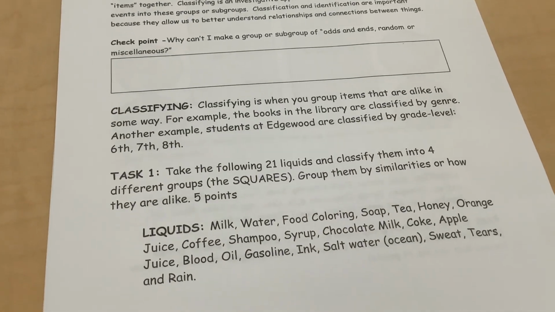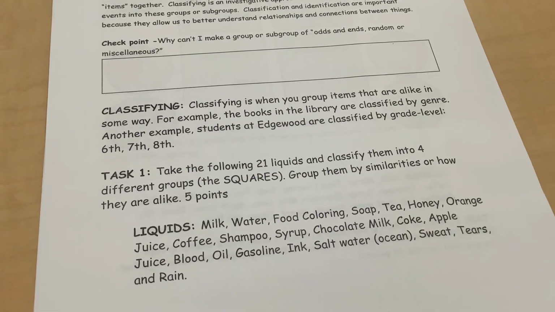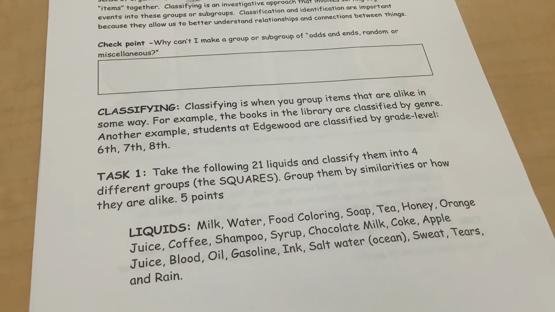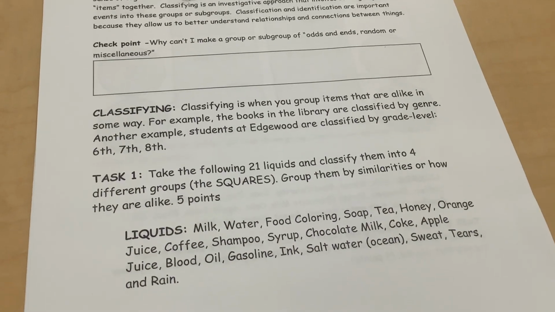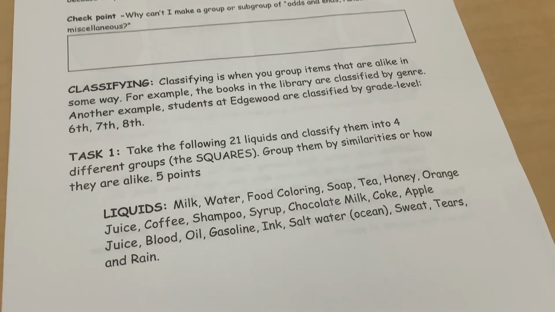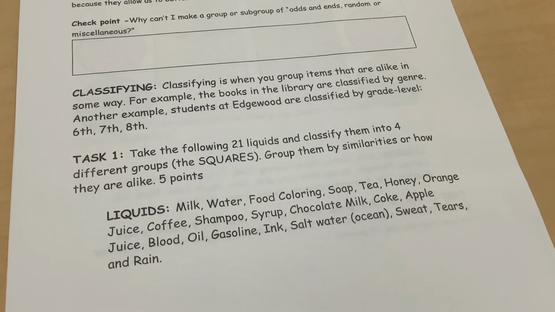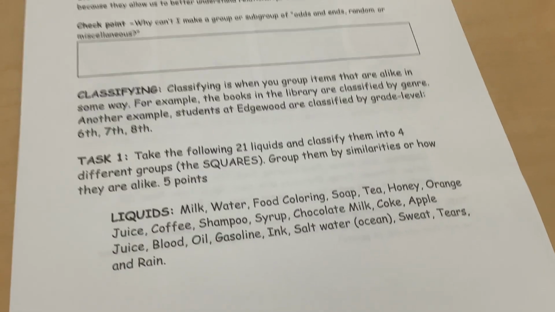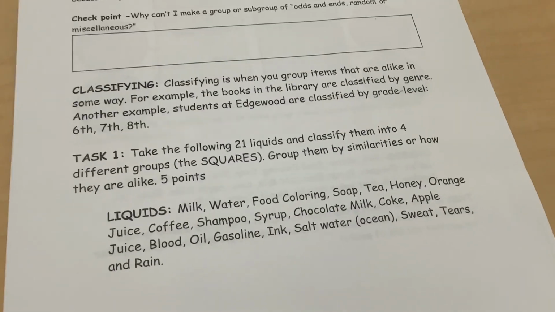So let's look at task number 1. It says, take the following 21 liquids and classify them into 4 different groups, the squares, and then group them by similarities or how they are alike. So we have, of course, the 21 different liquids. I'm not going to read them to you, but you can see that there are a variety of different liquids that we have in our world today.